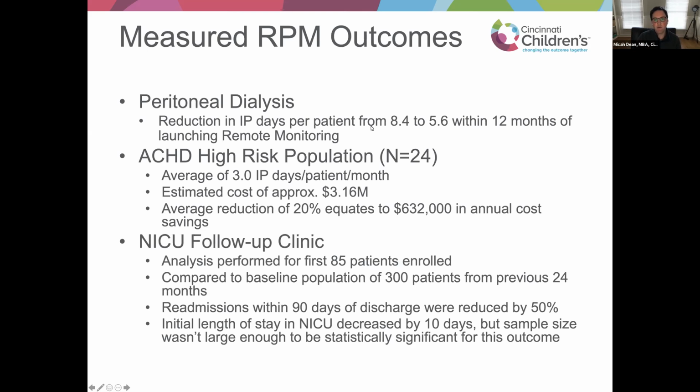With our ACHD high risk population, we enrolled 24 patients, and they were averaging 3 inpatient days per patient per month, which had an associated cost of about 3.1 million. And we've been able to reduce that by about 20%, which equates to $632,000 in annual cost savings. So that's been a pretty great success story on the financial side. And then of course, there are also the clinical aspects of this, but I'm just adding in a few different examples here of various aspects of what we've been able to observe.